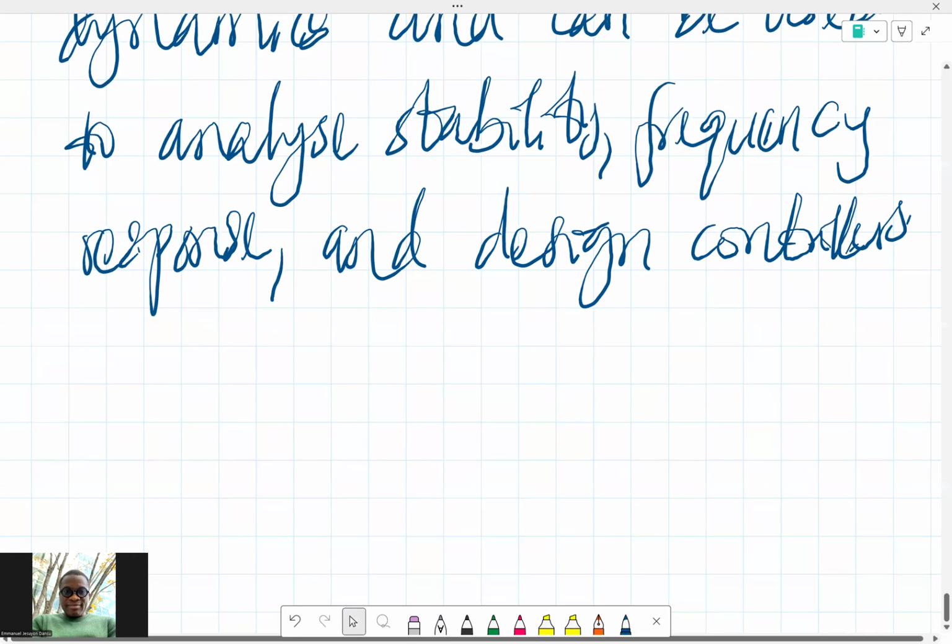All right, so in conclusion, the Laplace transform allows the conversion of complex differential equations into simple algebraic equations, making the analysis of control systems more efficient. By using the Laplace transform, we can easily derive transfer functions, solve for system responses, and study system behavior in both the frequency and time domains.